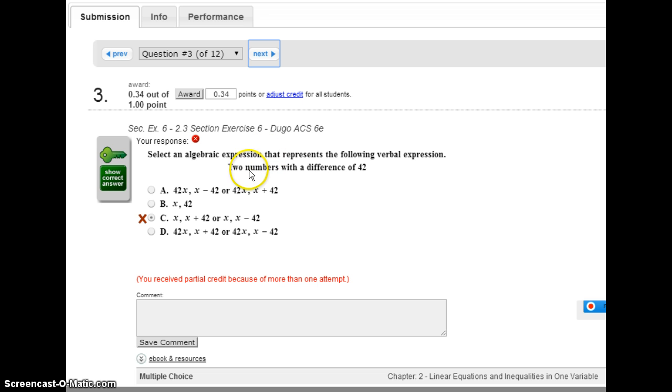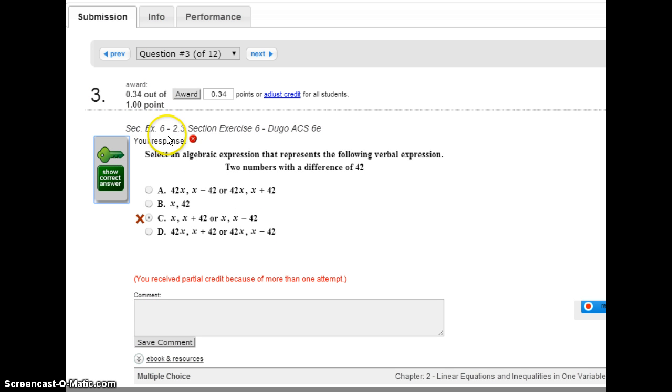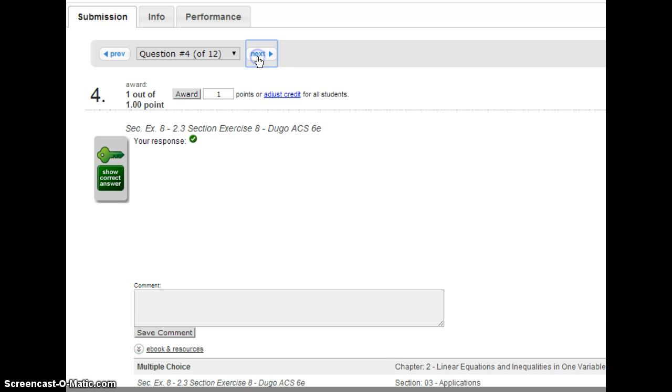Alright, two numbers with a difference of 42. That's very similar to number 2, but we've got to use 42 now. So again, wherever you start, you can either go up by 42, and that would give you a difference of 42. Or if you went down by 42, that gives you a difference of 42. It looks like you did pick that, but you didn't get full credit because it wasn't on your first attempt. But yeah, C's the right one.